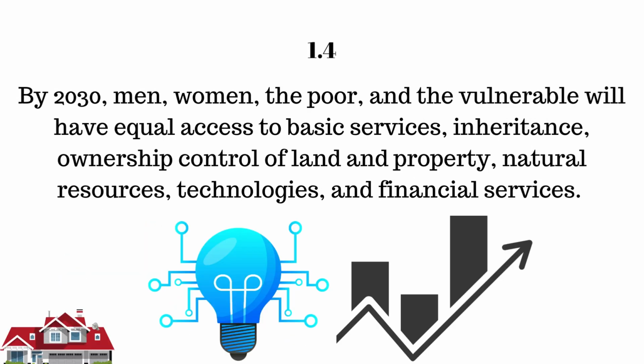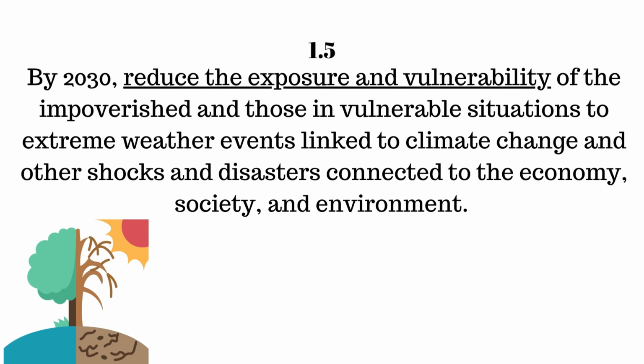1.4. By 2030, men, women, the poor, and the vulnerable will have equal access to basic services, inheritance, ownership control of land and property, natural resources, technologies, and financial services. 1.5. By 2030, reduce the exposure and vulnerability of the impoverished and those in vulnerable situations to extreme weather events linked to climate change and other shocks and disasters connected to the economy, society, and environment.